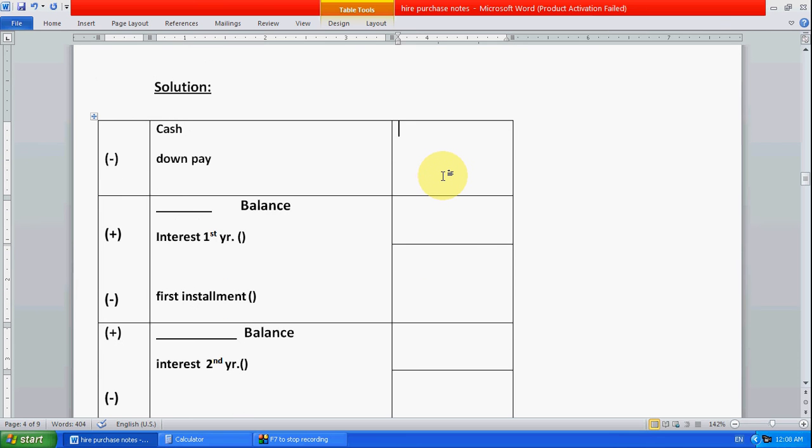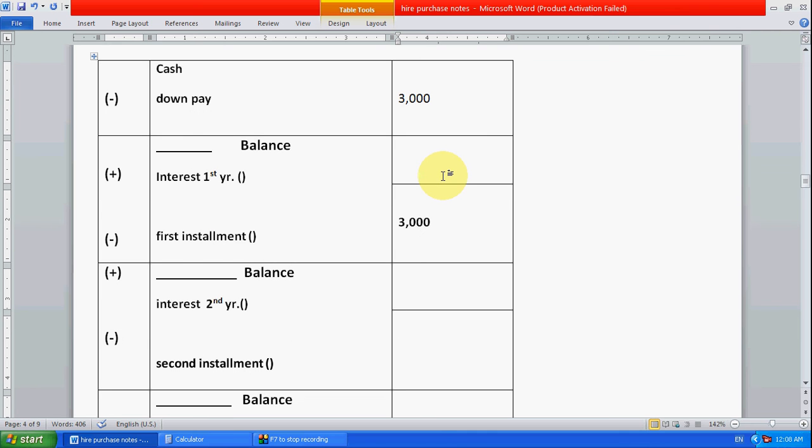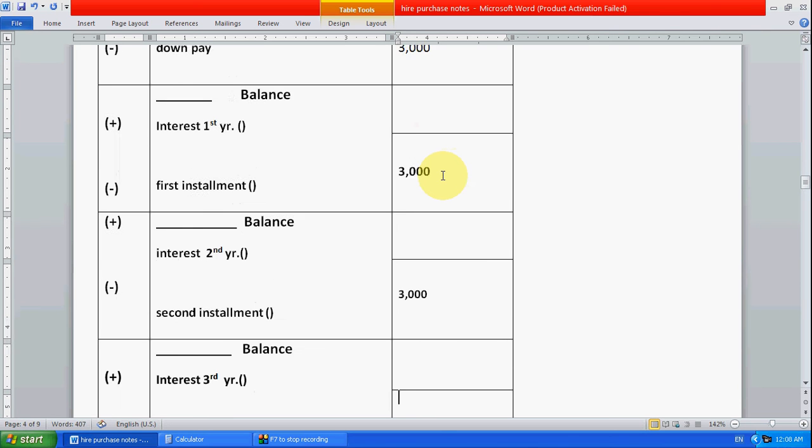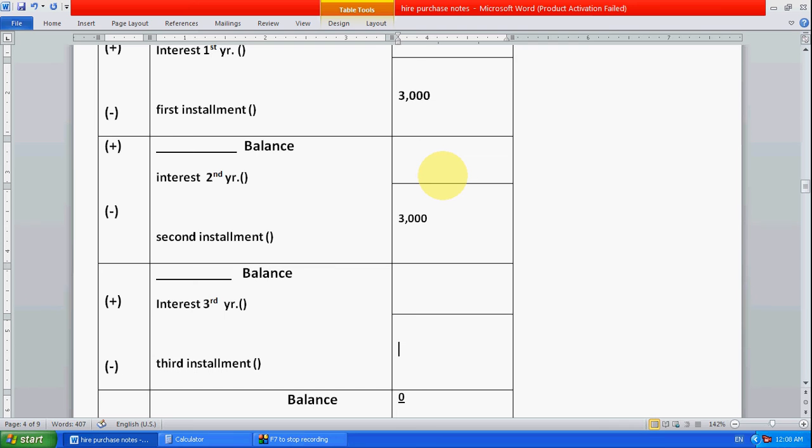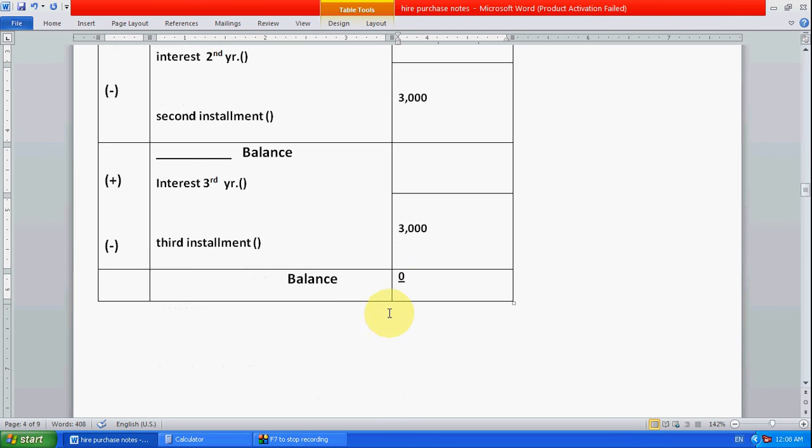Let's write first the down payment. How much? It's 3,000 down payment. First installment how much? 3,000. And second installment also 3,000, and third installment also 3,000. After paying the third installment it will become 0. So before paying the third installment there is 3,000 only we have to pay. We are paying 3,000, then it will become 0.